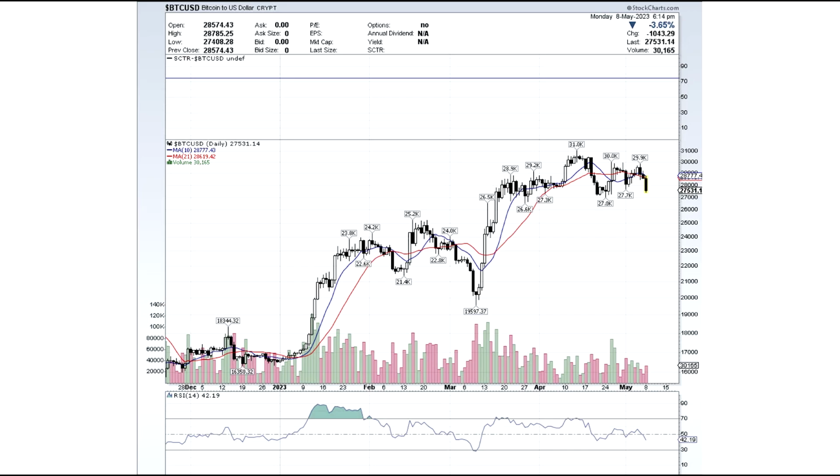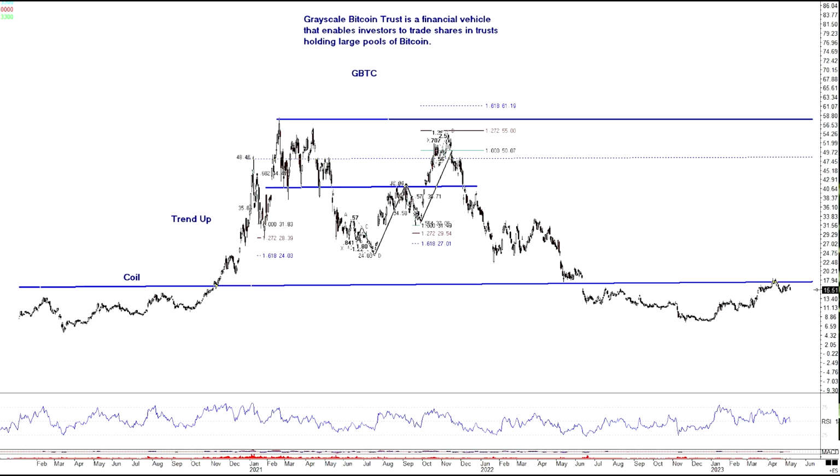on the Bitcoin. Looking at a couple of the other symbols related to the Bitcoin space. This is GBTC, the Grayscale Bitcoin Trust, and this is one way that investors can participate in the Bitcoin space without actually trading Bitcoin. And again, if we get some perspective on this chart, going back here, there was a very large coil pattern, and it broke to the upside and had this big trend to the upside. You can see where the top was made back in 2021.